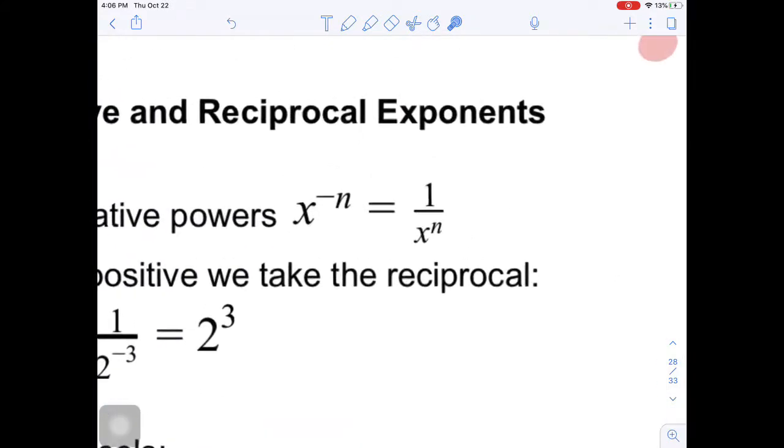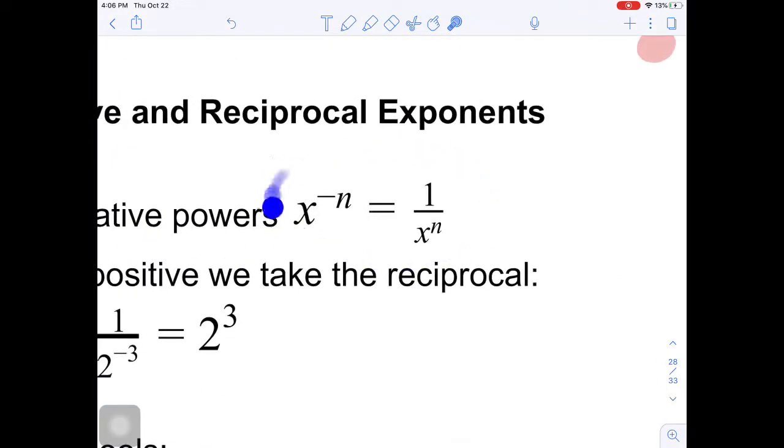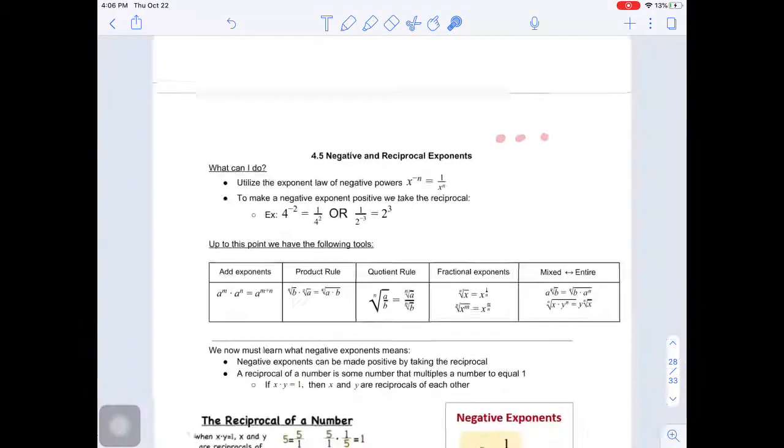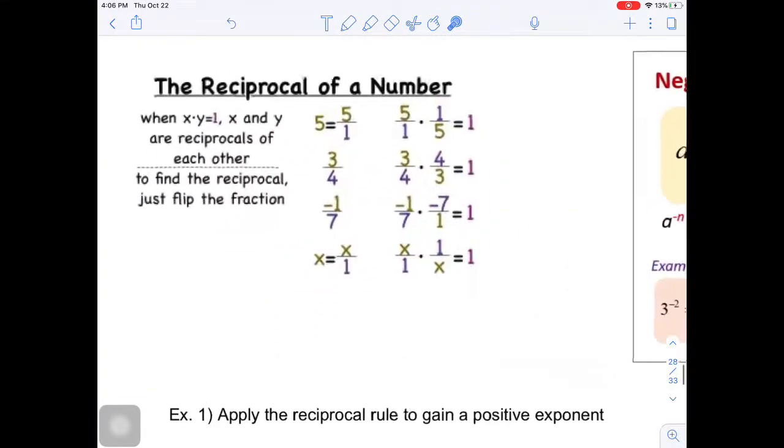If we focus on here, we can see this general expression. So x to the power of negative n, so we have a negative exponent. What happens is you can actually take the reciprocal. Okay, what is a reciprocal? Now, down here, we can kind of see what a reciprocal is.